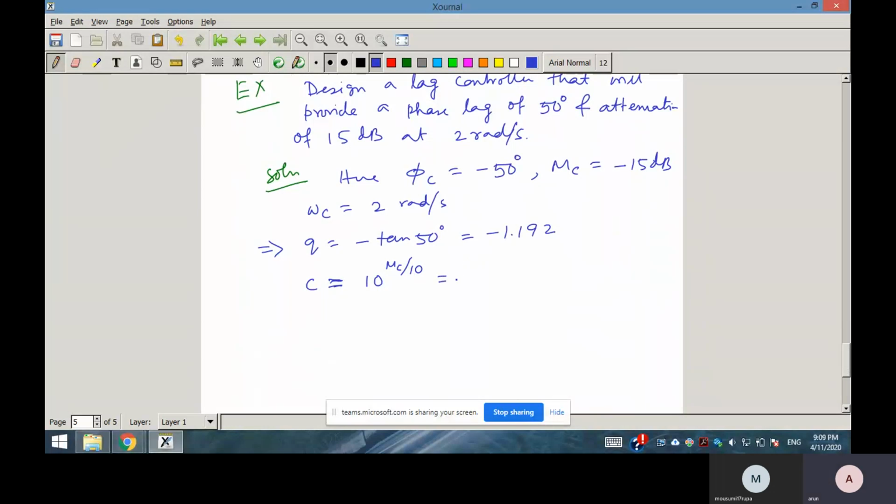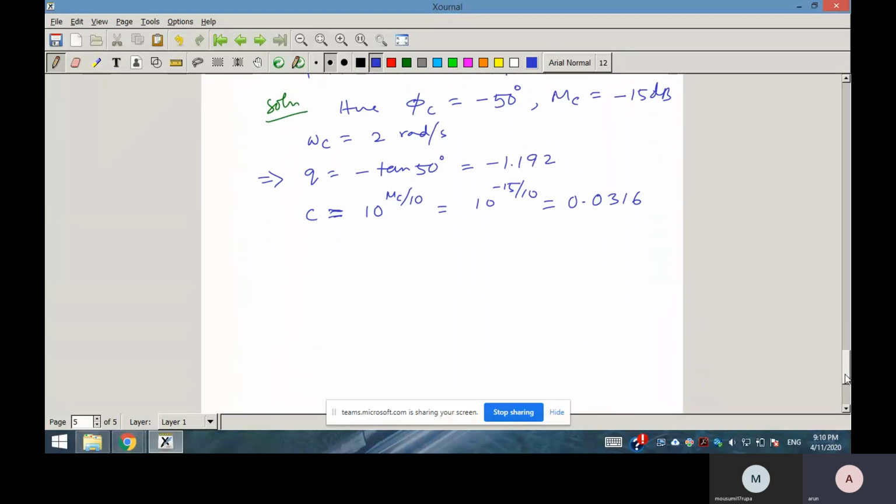So this will be equal to 10 to the power of minus 15 by 10, which is equal to 0.0316. I suggest you check all these calculations. I have already checked, but still there may be errors, because in Enkeshina's book the problem is that there are so many plus minus typos and mistakes. I checked all the things properly, but still there may be some mistake.